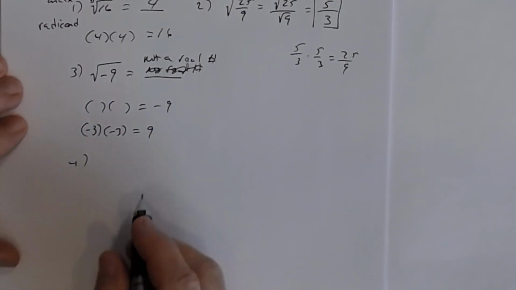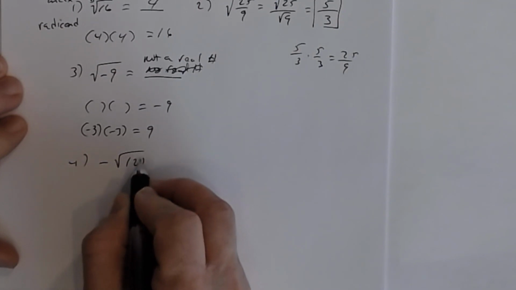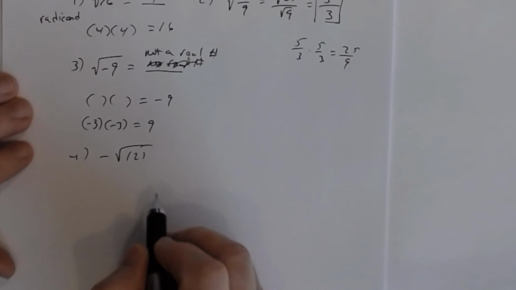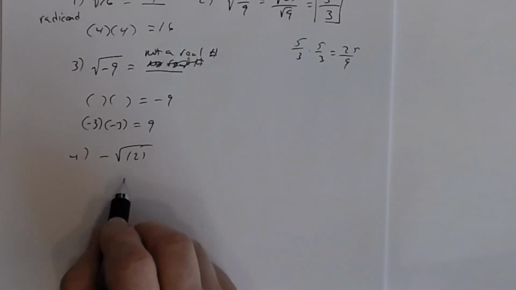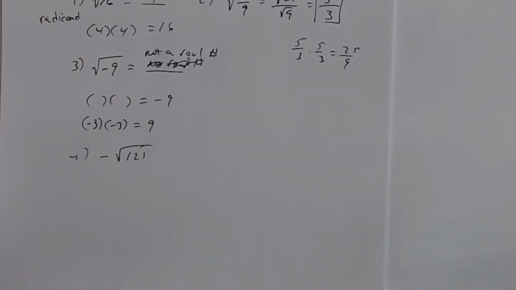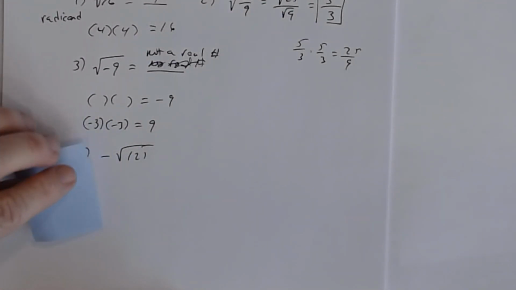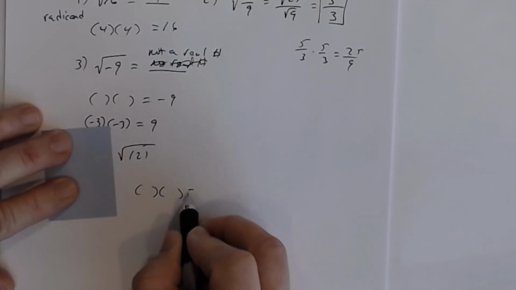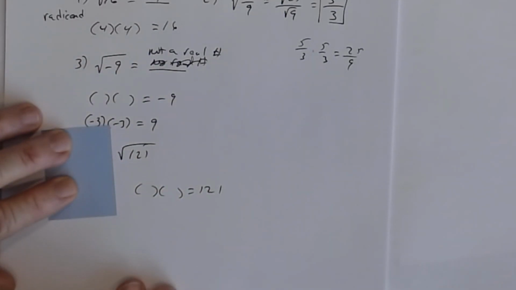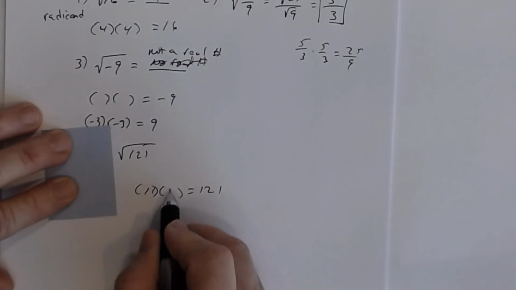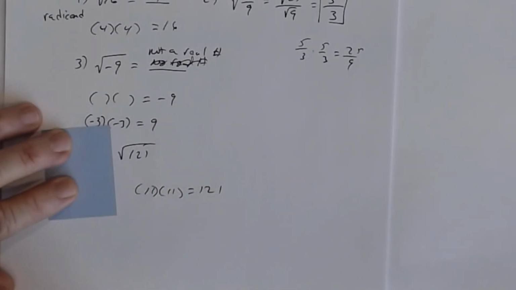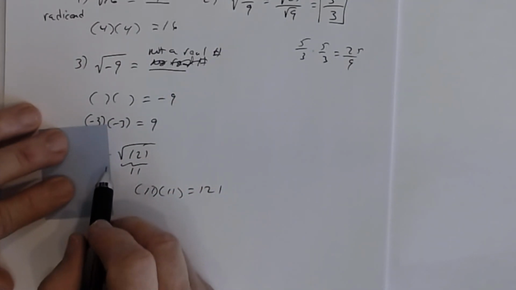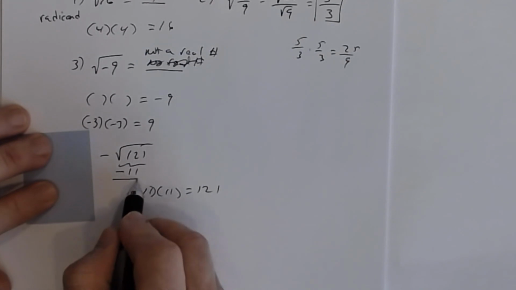So number 4, you have negative square root of 121. And so again, the radicand is 121. Let's go ahead and cover up that negative for right now. Ask yourself, what number times itself is 121? Well, it's 11, right? 11 times 11 is 121. And so this right here is 11. But remember, you have a negative in front, so the answer is a negative 11.